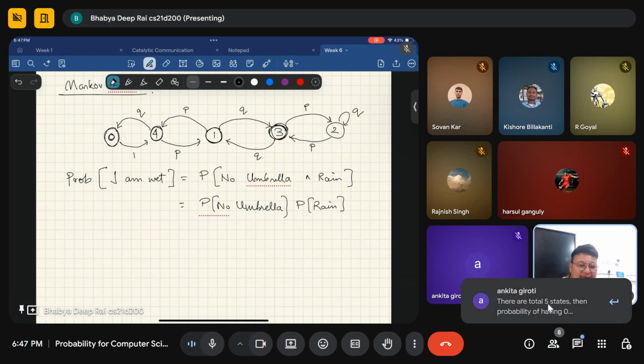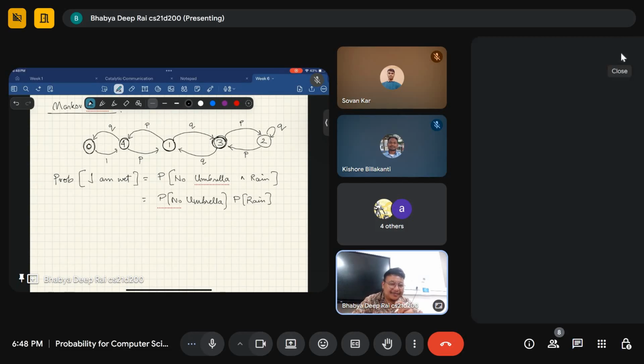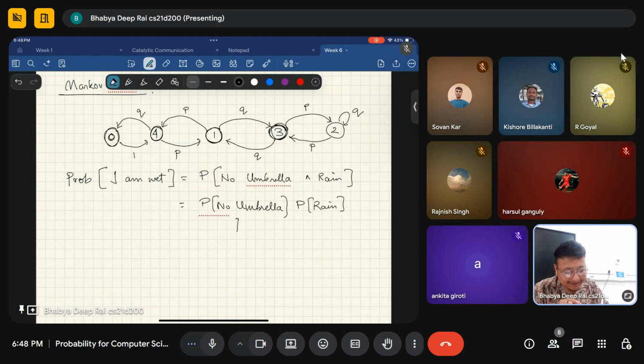There are total 5 states. Then the probability of having zero umbrella will be 1/5. No. See, this is a Markov chain, remember. So the probabilities are more complex. But that's a good update. So this is what you want to attack, right, Ankita? So this is what you are saying. This is 1/5 times the probability that it rains.